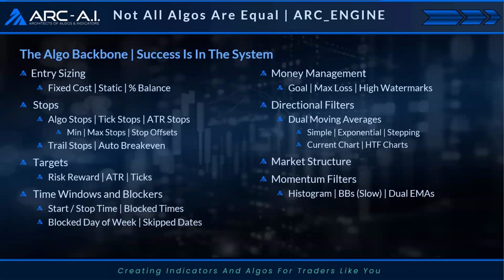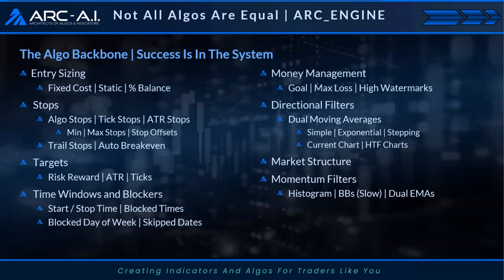Money management, everything is built in. You've got max loss, max wins for the day. You want to be done, you can tell your algo that when you get to X number of dollars per day, it's going to stop trading. You can set it to high watermark numbers. So if you're up $1,000 and you don't want to give back more than $500 at that point, you can set that up.